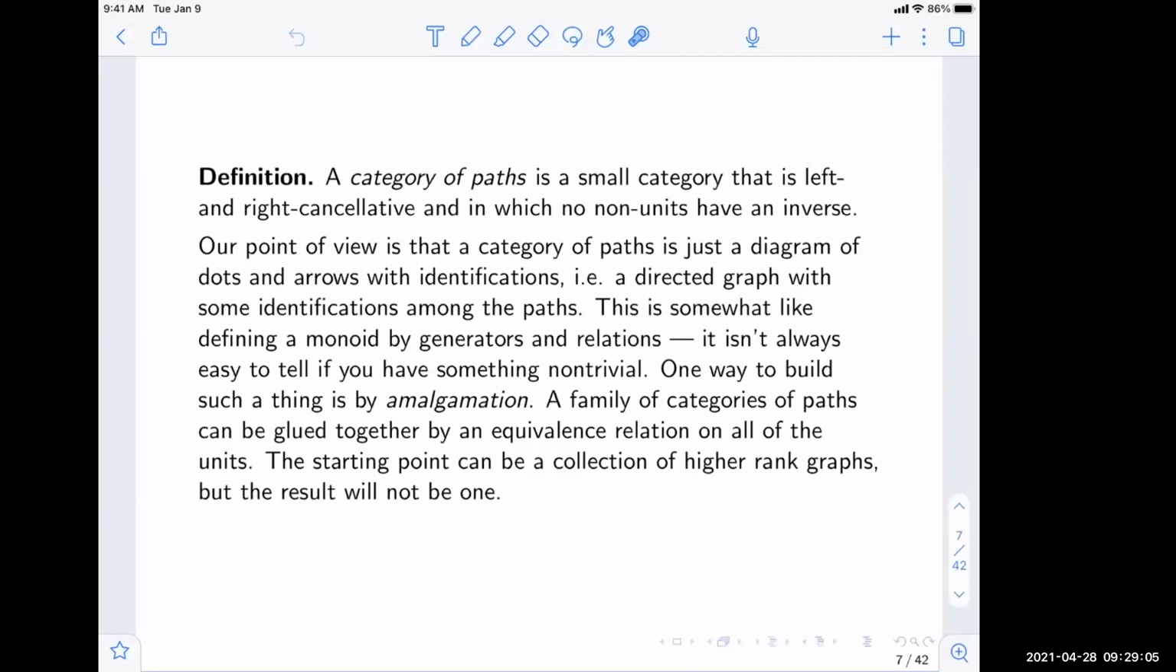So you can start with higher rank graphs. Some of them can be defined without too much trouble. And if you start gluing them together, you get things that aren't higher rank graphs, but are still in this setting.